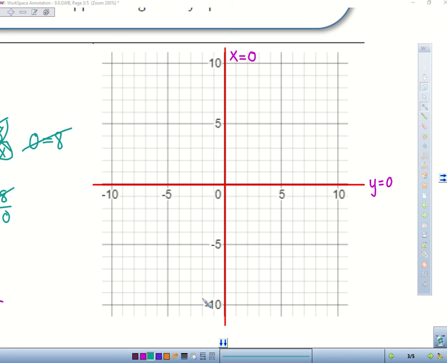-2, -4, -1, -8, -4, -2. And then I'm going to graph the positive ones: 1, 8, 2, 4, and 4, 2.